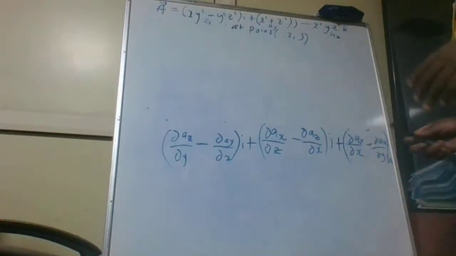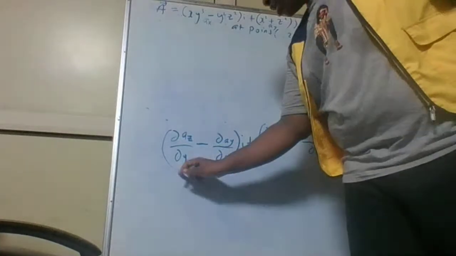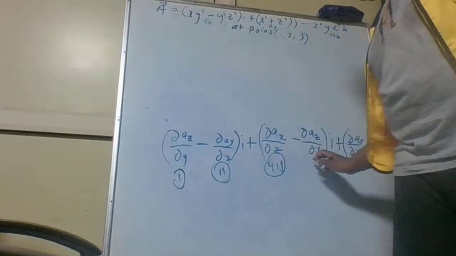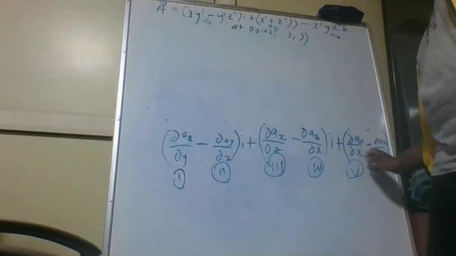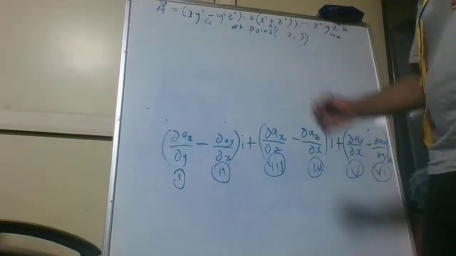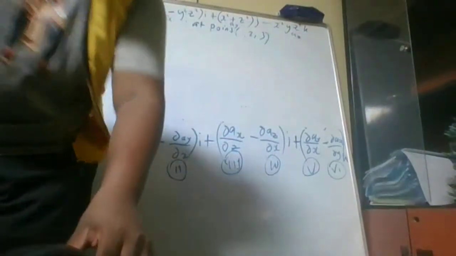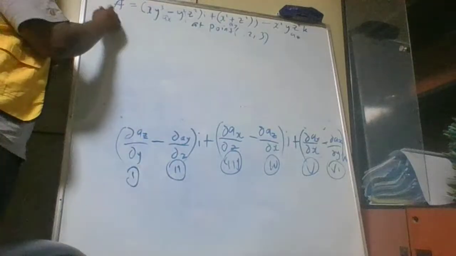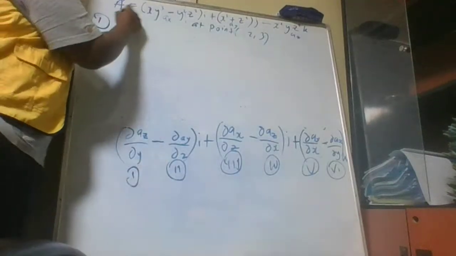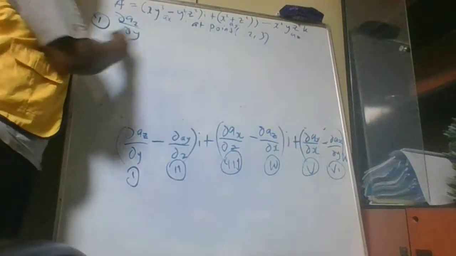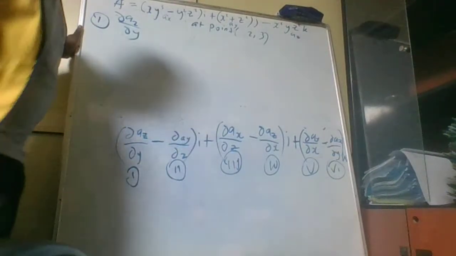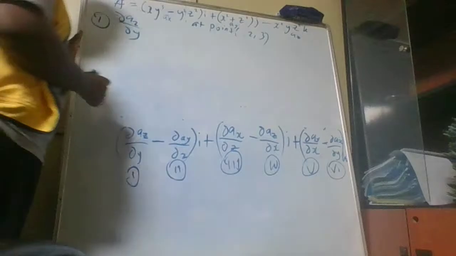So once I've got this expression, you now know the 6 things you're supposed to find: 1, 2, 3, 4, 5, and 6. So let's find that out now. Let's start from I. You're supposed to find the partial AZ over partial Y.